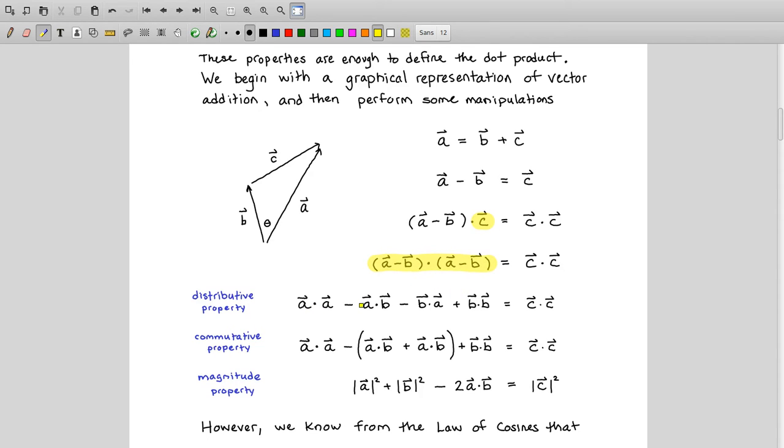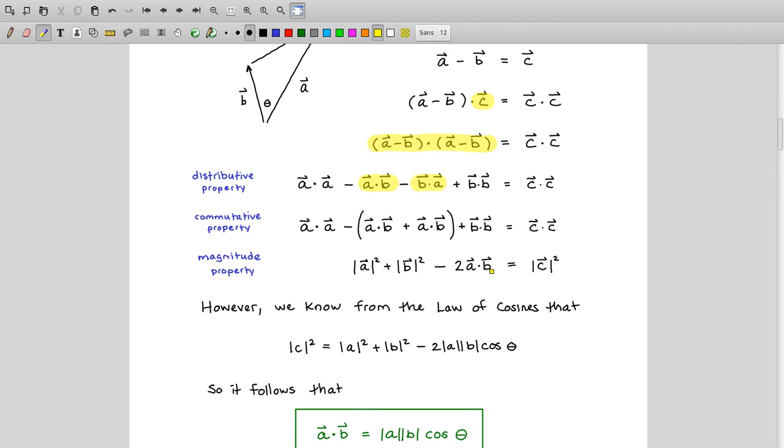a dot a minus a dot b minus b dot a plus b dot b. We're going to use the commutative property to say that a dot b is the same as b dot a, and that gives us this line right here. And now we're going to use the magnitude property. a dot a becomes magnitude a squared, b dot b magnitude b squared, and c dot c magnitude c squared, minus 2 a dot b left over in the middle. So all of the dot products have gone away except this a dot b right here. Of course, a dot b is the thing we're trying to understand.